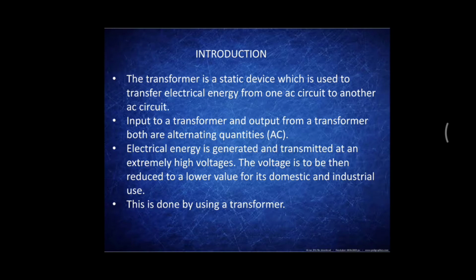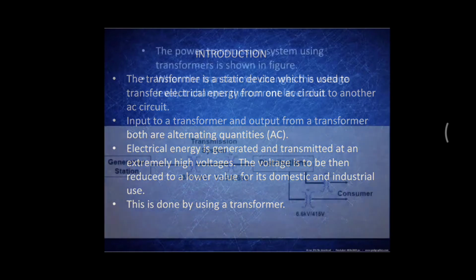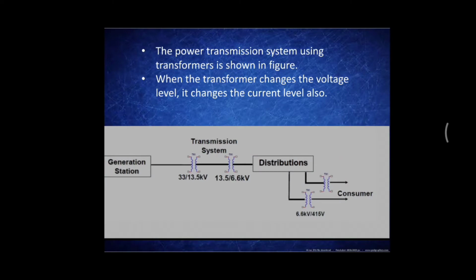Electrical energy is generated and transmitted at an extremely high voltage. The voltage is then to be reduced to a lower value for its domestic and industrial use. This is done by using a transformer. The power transmission system using a transformer is shown in the figure. When the transformer changes the voltage level, it changes the current level also.